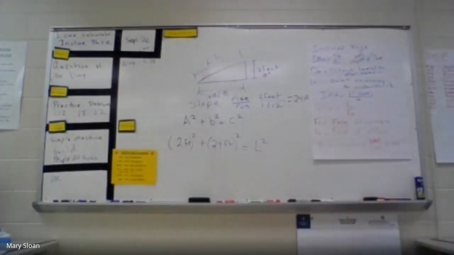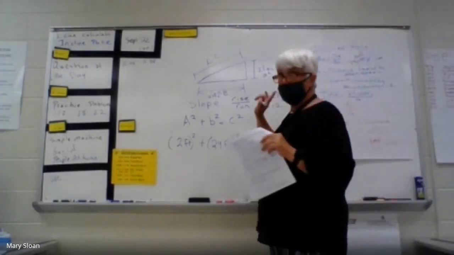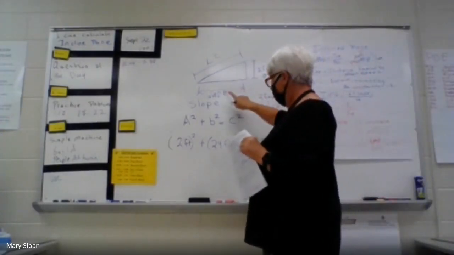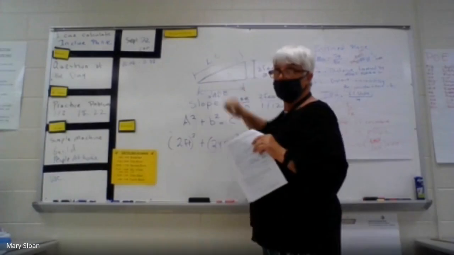How do you tell which one is which? Well, based on the Pythagorean theorem, C is the one opposite the right angle. So that is A, that is B, and that is C.